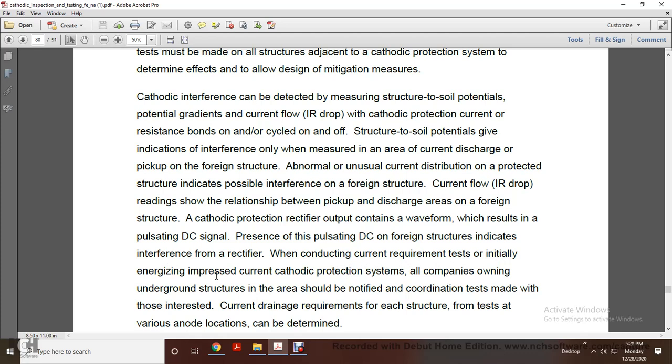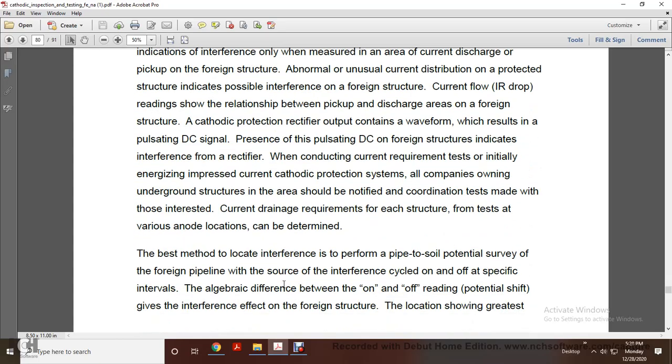cathodic protection system. All companies owning an underground structure in the area are notified, with current drain testing made with those interested. Current drain requirements for the structure under test at various locations can be determined.